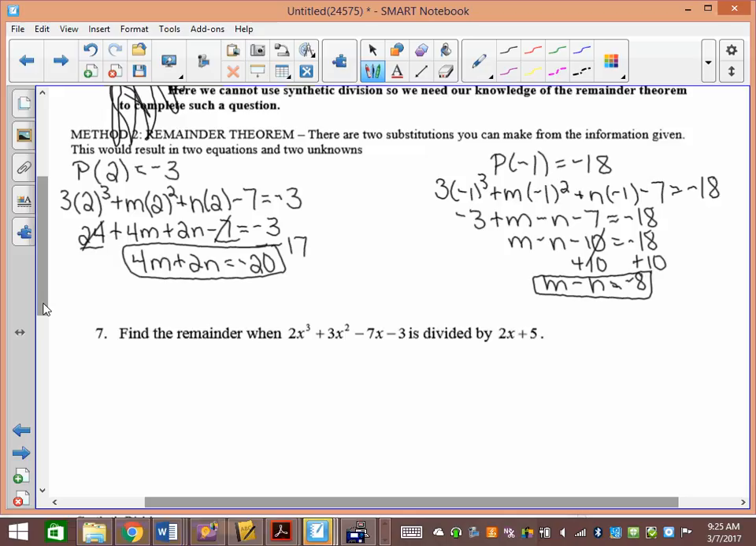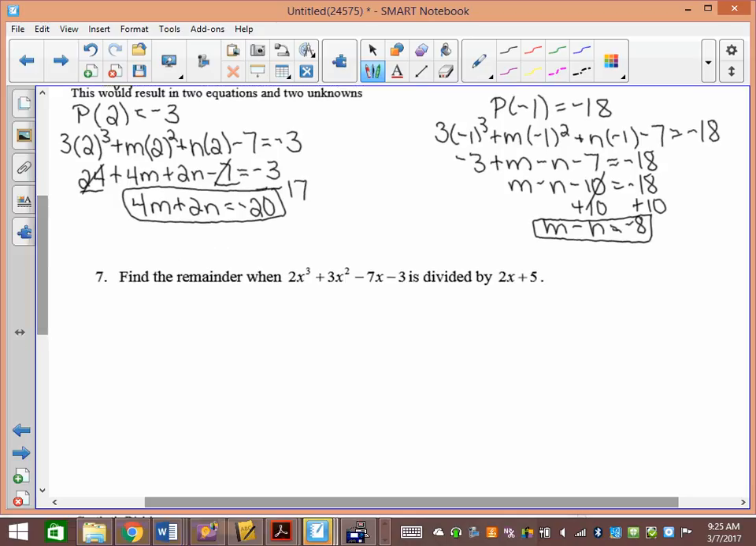So I'm going to write it down here and then I'm going to erase it. Okay. So I'm going to go 4m plus 2n equals negative 20. And then m minus n equals negative 8. The only way I can do elimination is if two of them are the same. So if I subtracted right now 4m minus m, I'd have 3m, and then I'd have 3n. So I haven't eliminated anything, right? So I need to make either the m's or n's the same. I'm going to make the n's the same because they're opposite signs, and then I can just add them.